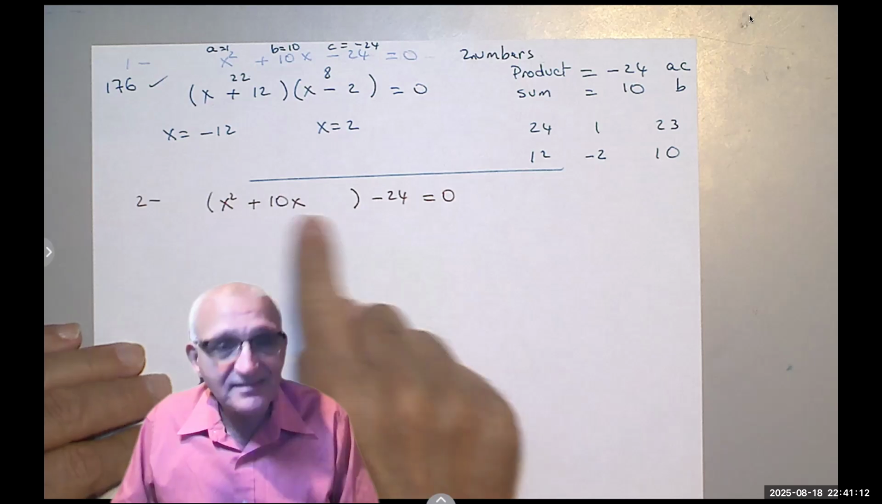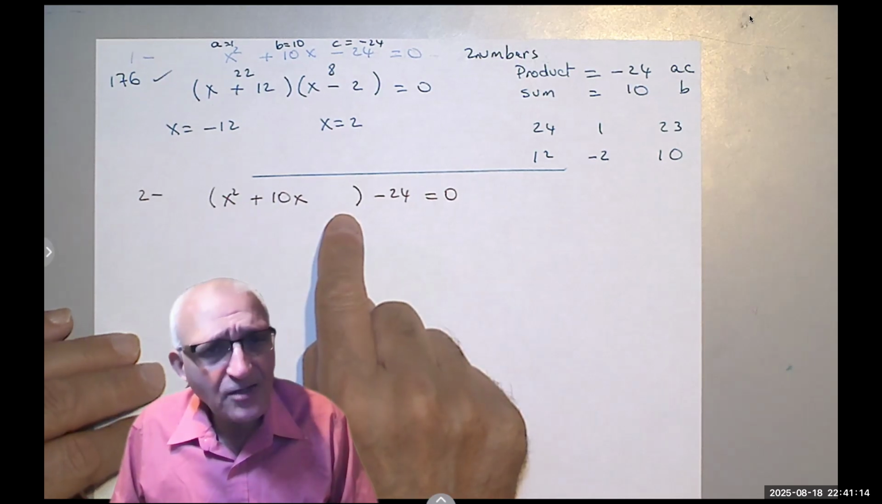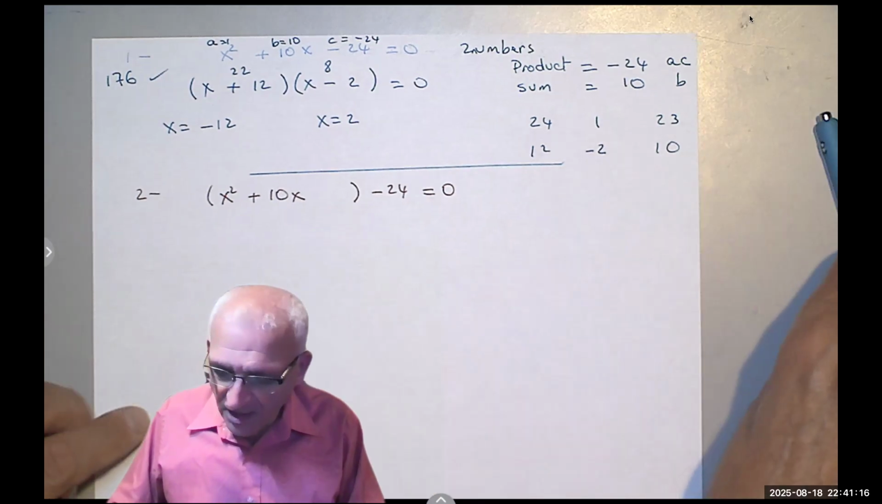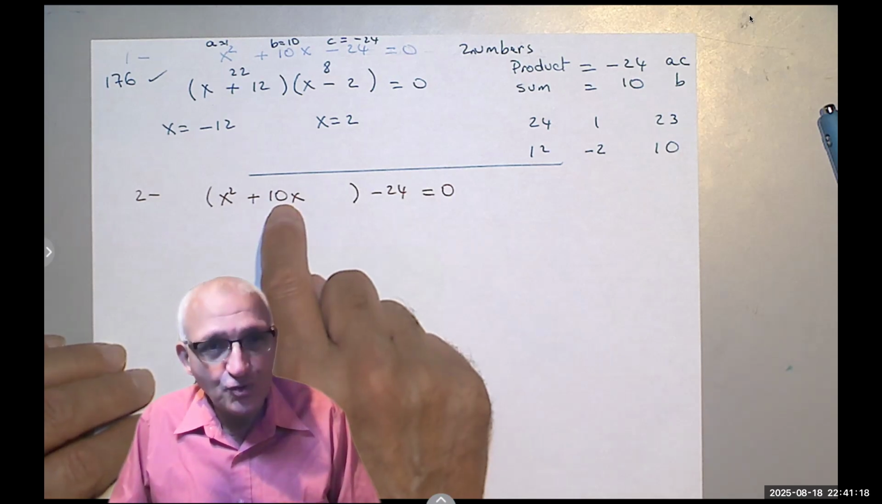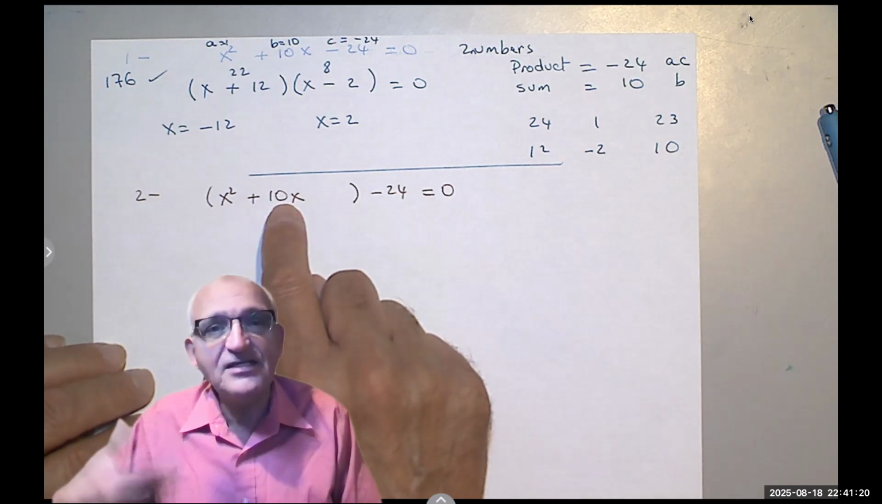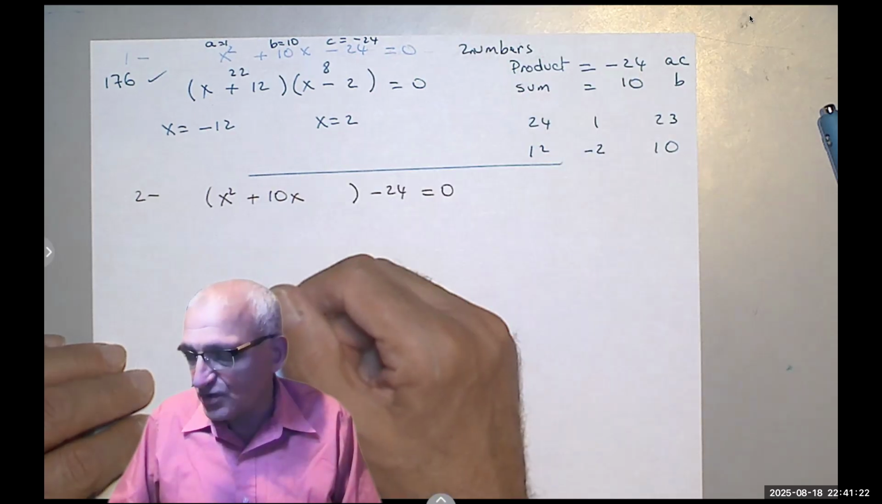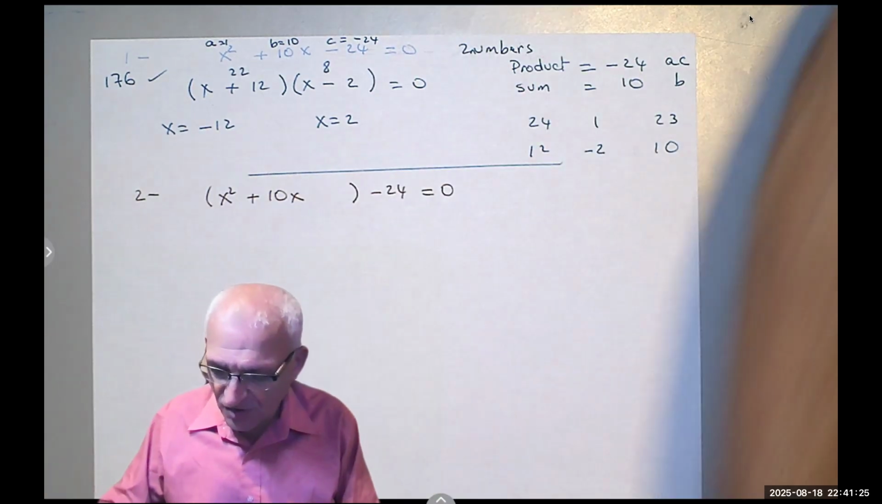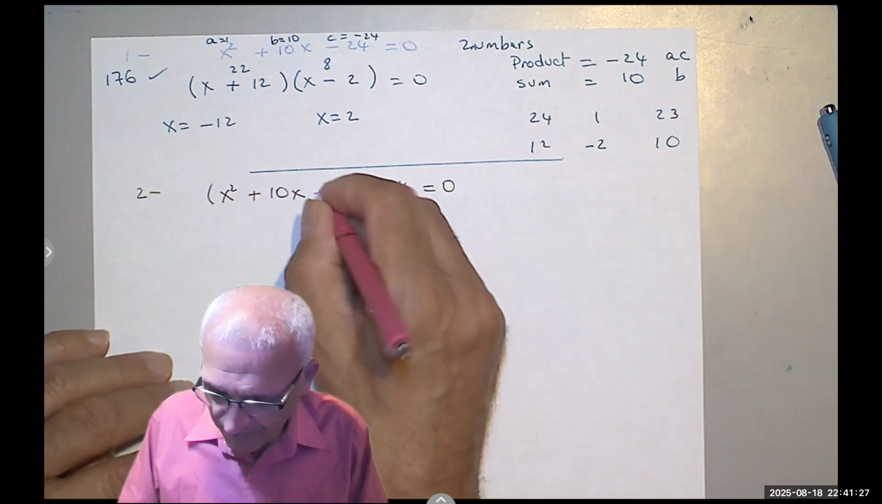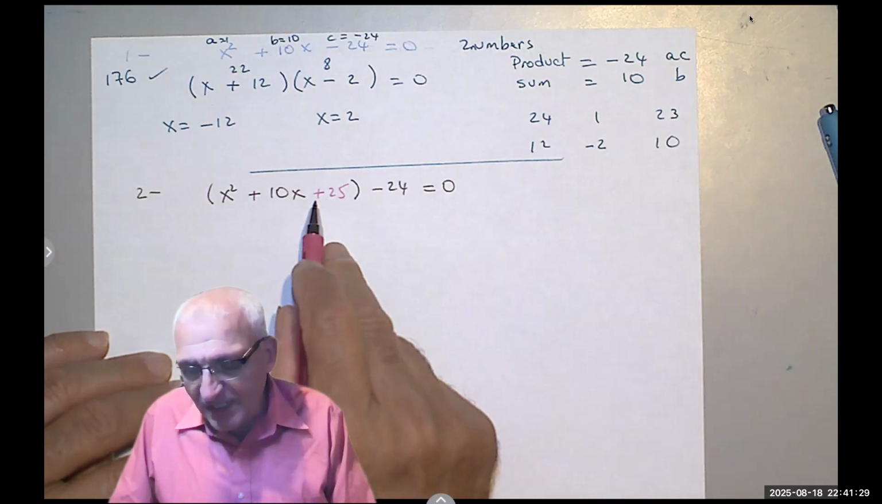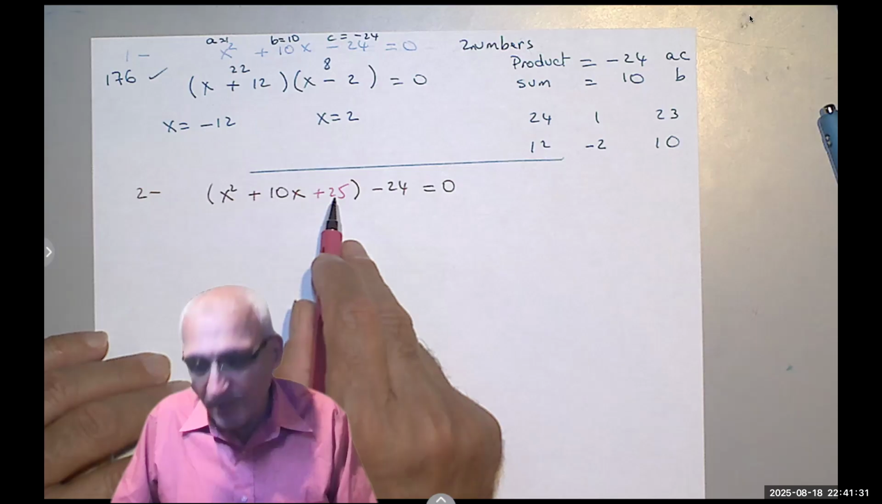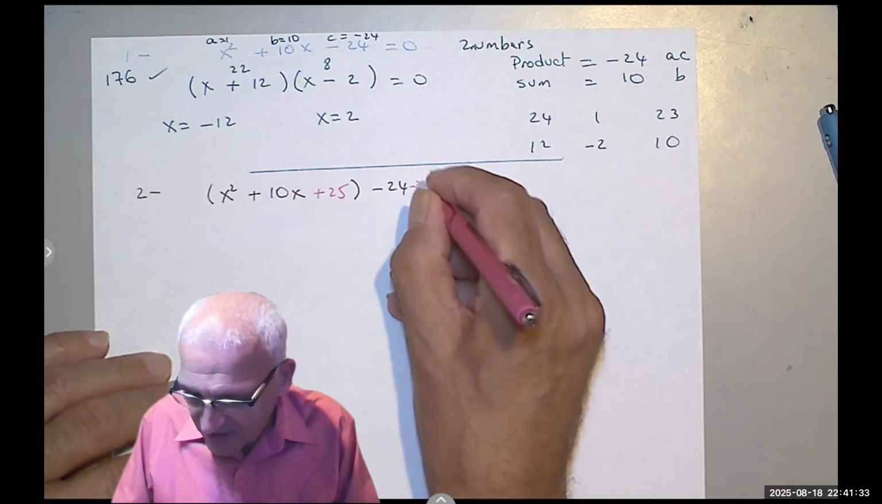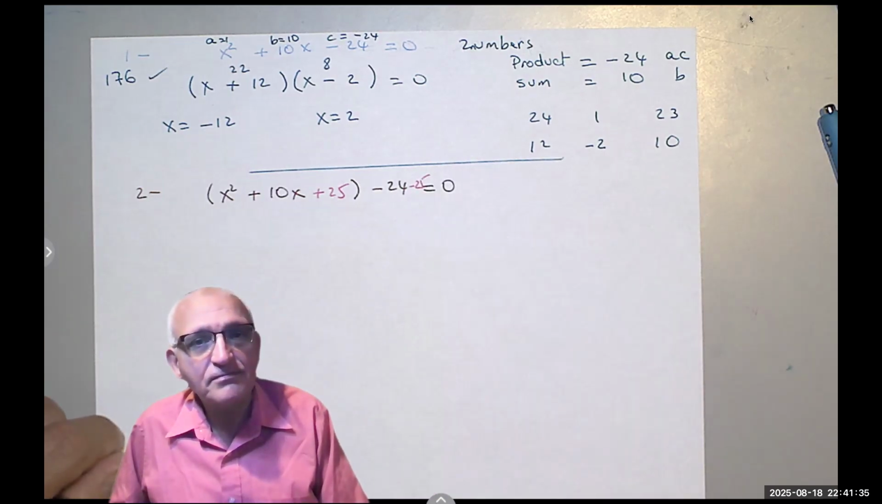I want to make that a perfect square. How do I do that? Very simple. You divide the middle number by 2, so you get 5, and then you square it, you get positive 25. So no matter what you do, it's always going to be positive. But when you add 25, you must subtract 25 or else you have changed the problem.